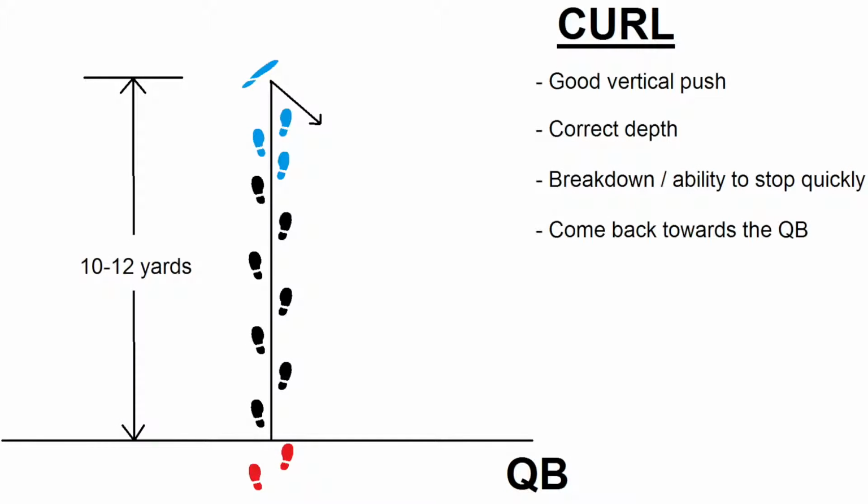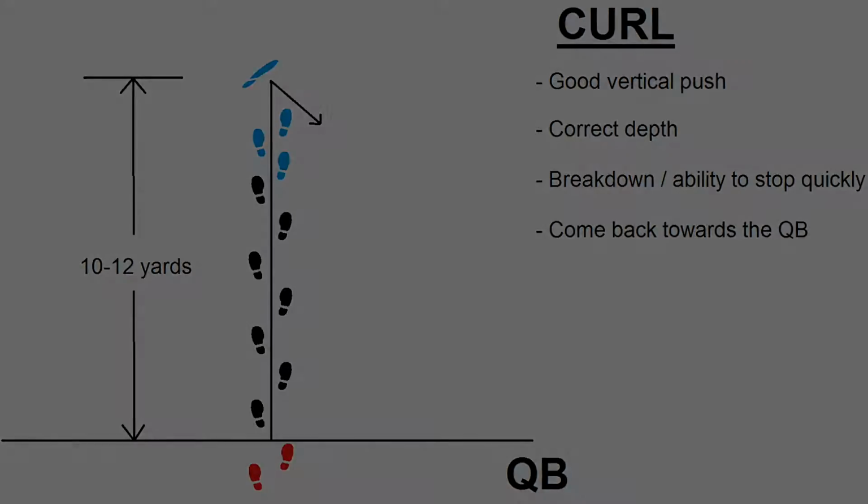The first longer route we'll talk about is the curl. Now, all we're doing is we're getting to our depth, breaking down, and coming back to the ball. It's important that we have a good vertical push so that our defender has to guard the deep ball at all times. Our stride should even be getting longer as we're reaching our depth. From there, our breakdown is more effective. We get compact, have a good pressure step, turn with our inside shoulder, and come back towards the ball. For more notes on how to break down, see the breakdown video. For now, let's see a curl route demonstrated.